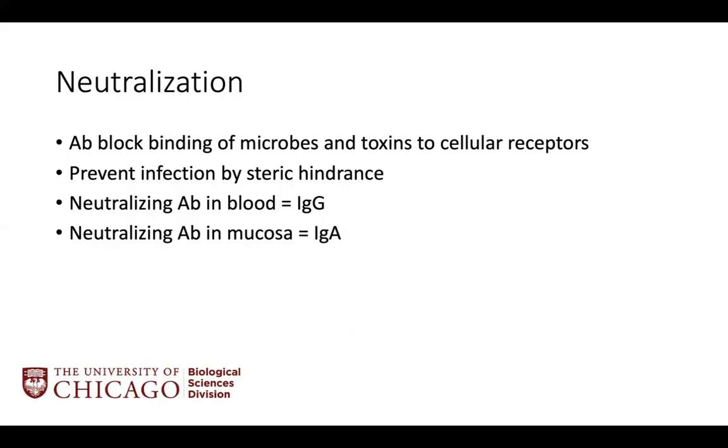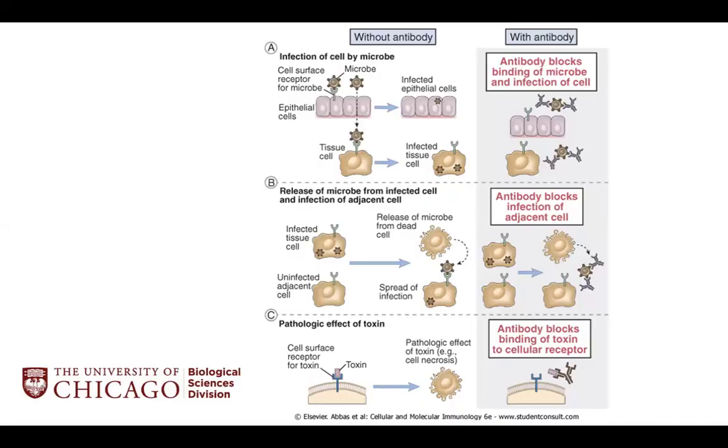Okay, neutralization: antibody can block the binding of microbes and toxins to cell receptors. This is direct steric hindrance. In the blood, this is primarily done by IgG. In the mucosa, it's primarily done by IgA. So, direct steric hindrance is just binding so that there is no room or availability for this microbe to then bind onto the receptor. So it's just physically blocking it from being able to do its job. It will also do this with toxins. It's not just microbes, but it can do the same thing with toxins.